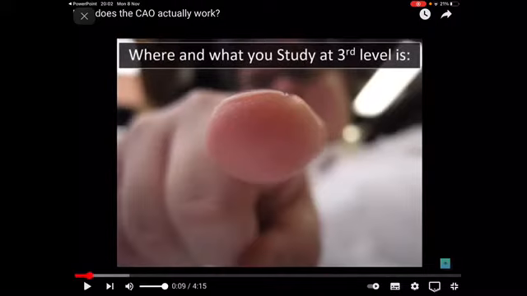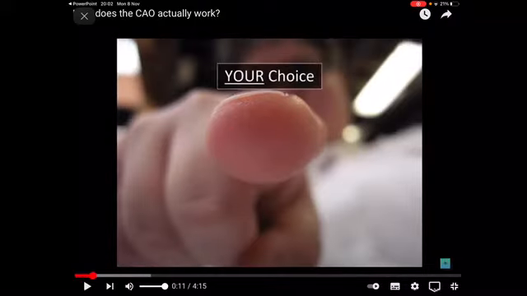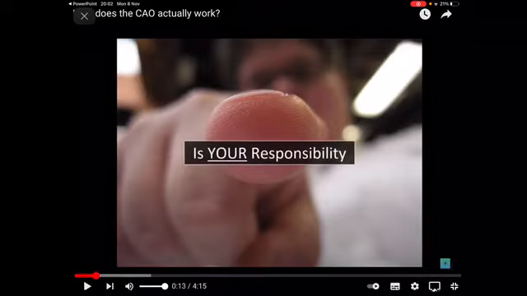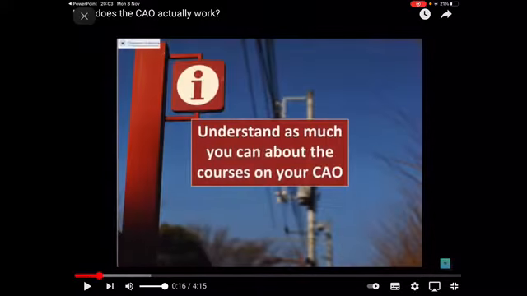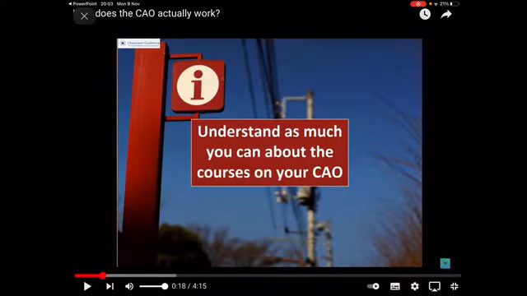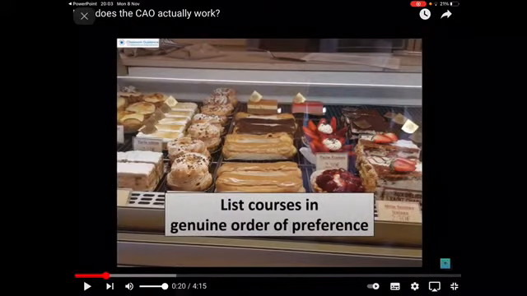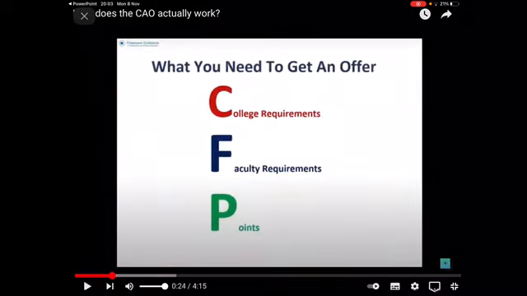Where and what you study at third level is your choice. It's your responsibility. It is your decision. Understand as much as you can about the courses on your CAO and list these in genuine order of preference. What you need to get an offer are college requirements, faculty requirements and points.